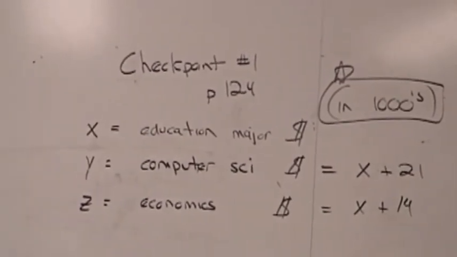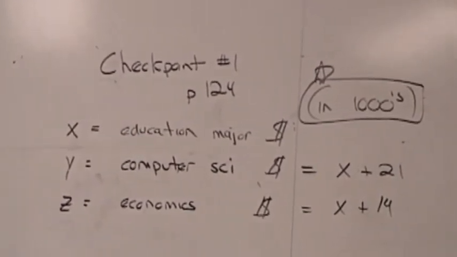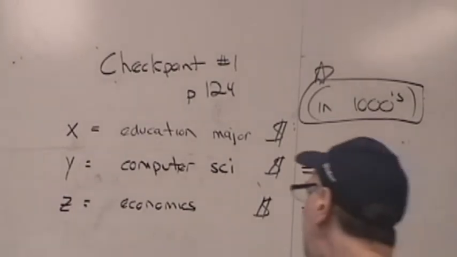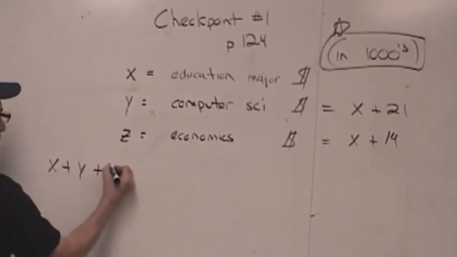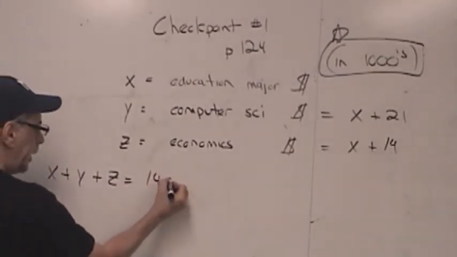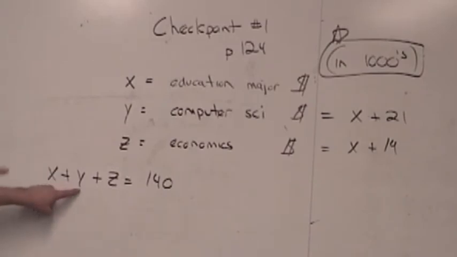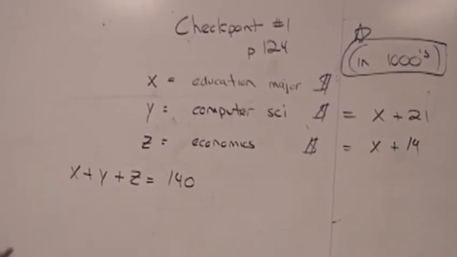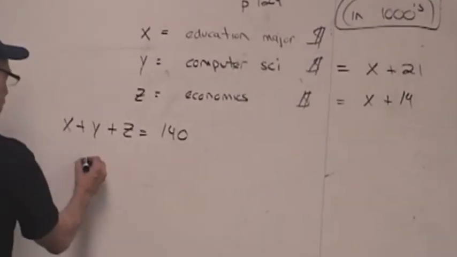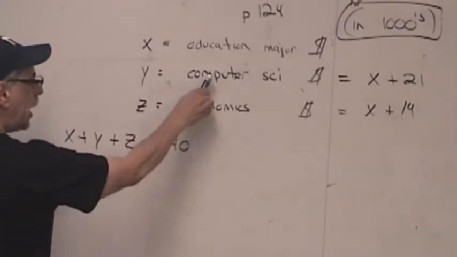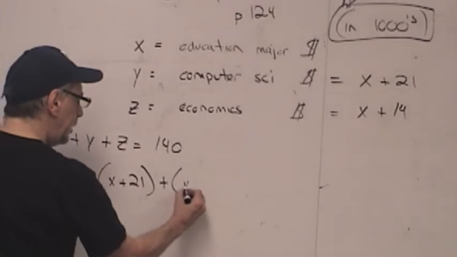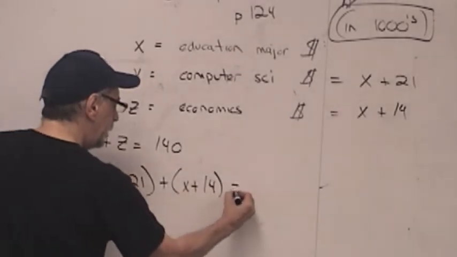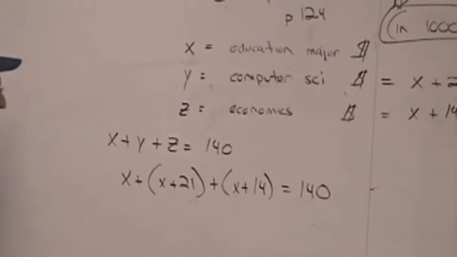And then we're given one more sentence that allows us to form an equation. It says combined, they equal 140,000. So when we add them all up, we get 140,000. So now I'm going to put in my x plus 21 for y and my x plus 14 for z, and I'm going to have one equation and one unknown. So I got x, and the y we just said is x plus 21, and the z is x plus 14, and we know that's going to add up to 140.